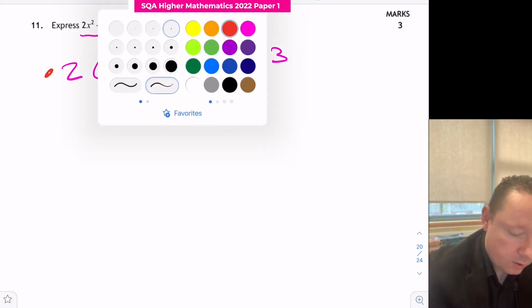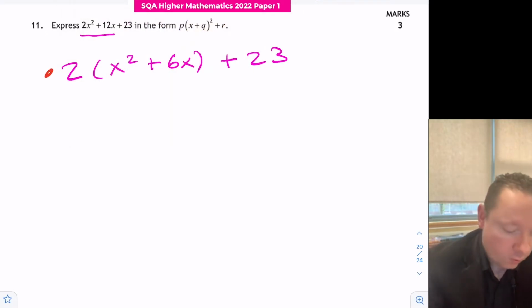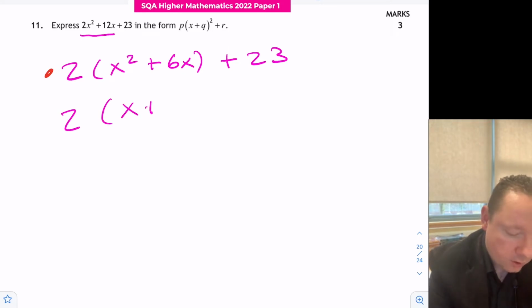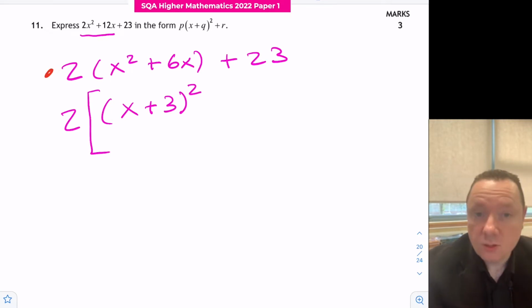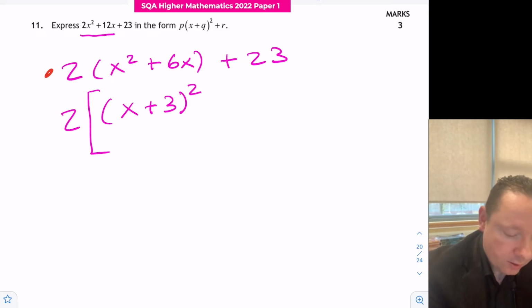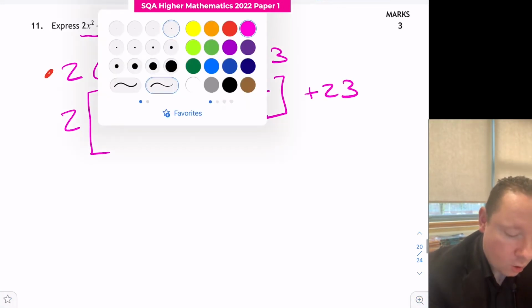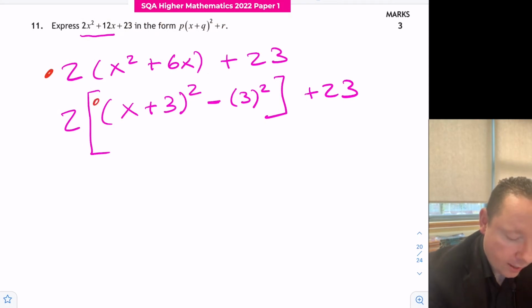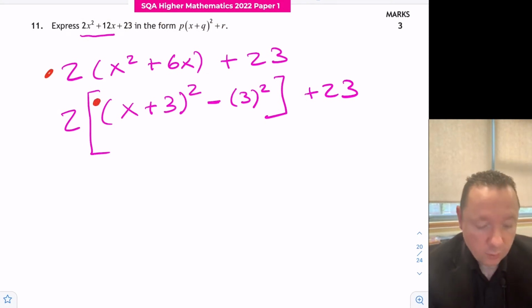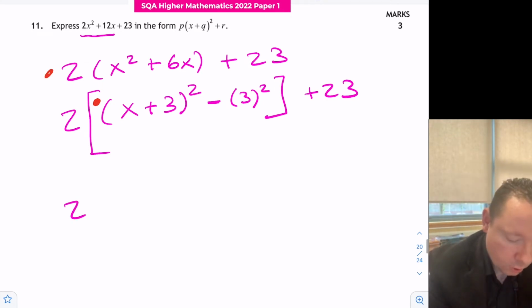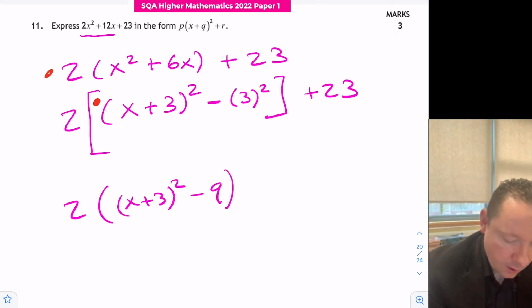Your second mark is for completing the square. We'll have to know that we then do 2 times, in brackets, half the middle term, so (x + 3)². And then, that's all in big brackets of course, we need to immediately take away 3². We've still got plus 23. If you had got this part, if you'd written 2(x + 3)², you would have got a mark there. We've got 2(x + 3)² − 9 + 23.